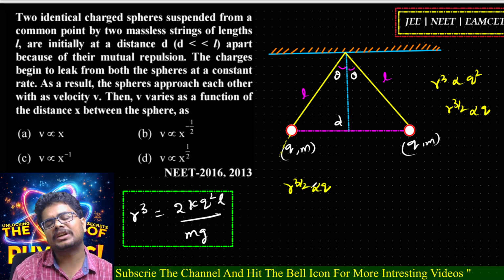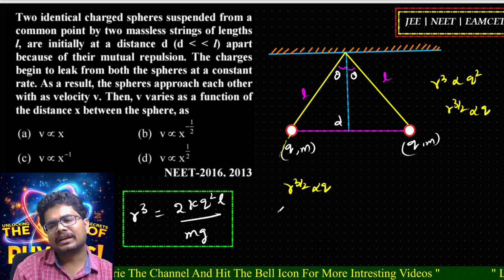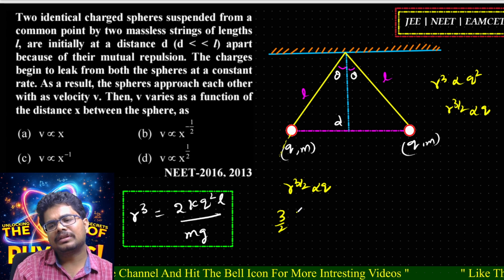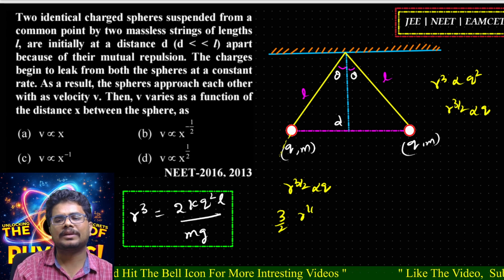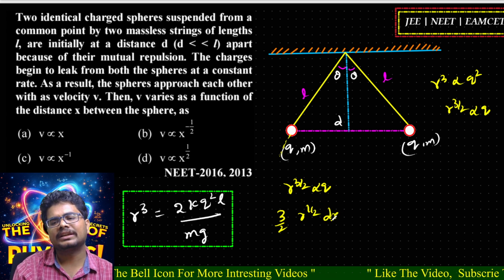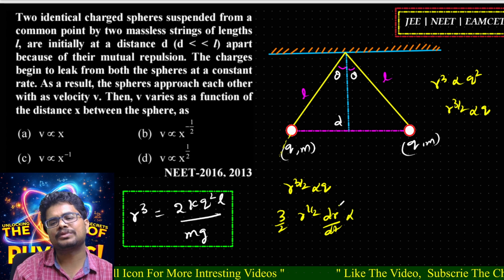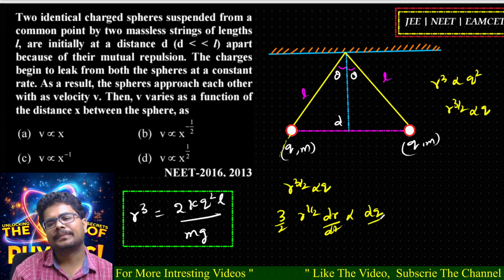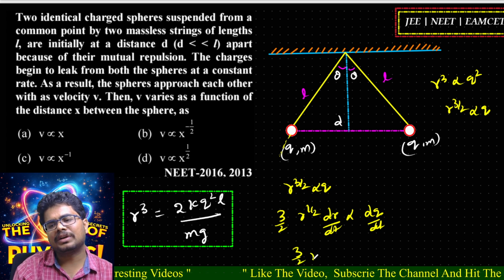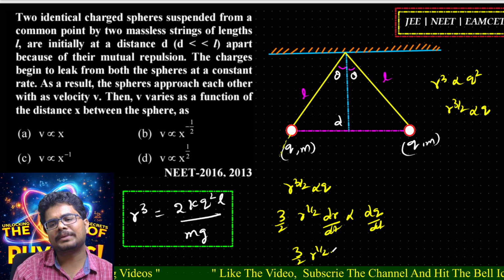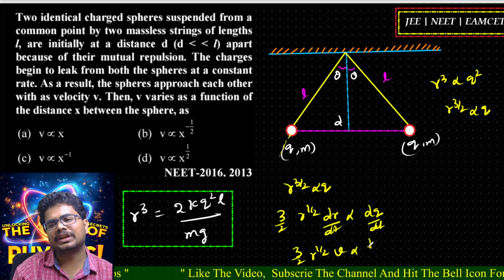R power 3 by 2 proportional to Q. Differentiate with respect to time on both sides. What can I write? 3 by 2 into R power 3 by 2 minus 1. 3 by 2 minus 1 is how much? R power 1 by 2 into dr by dt. Dr by dt is proportional to dq by dt. So how can you rewrite this equation? 3 by 2 into R power 1 by 2 into dr by dt, which is velocity, proportional to dq by dt.